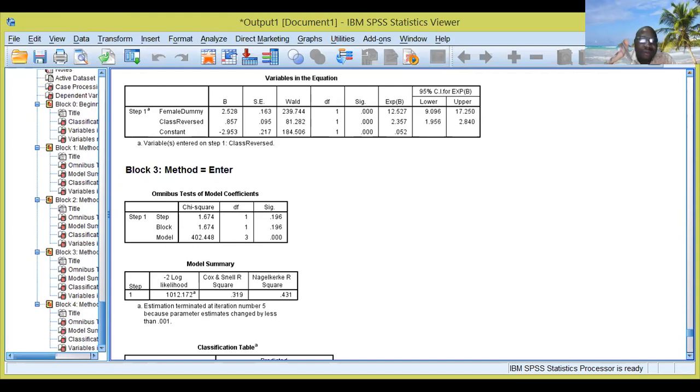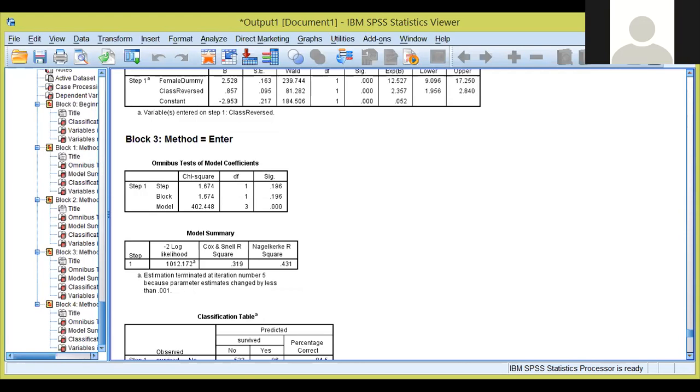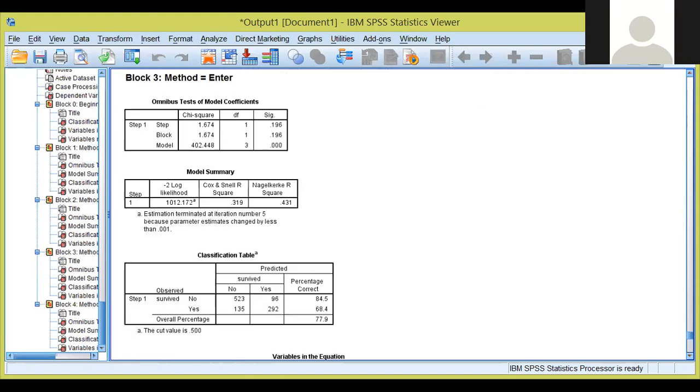Okay, let's scroll down. Can I ask a question? Yes, sir. I'm still not clear on taking a decision on which one is a confounding variable after doing this regression.